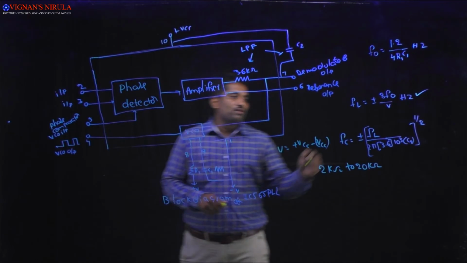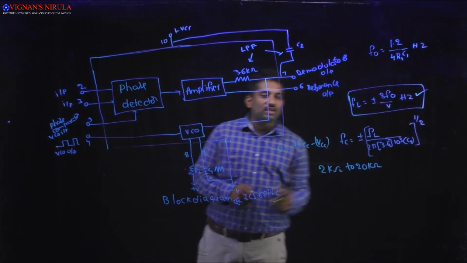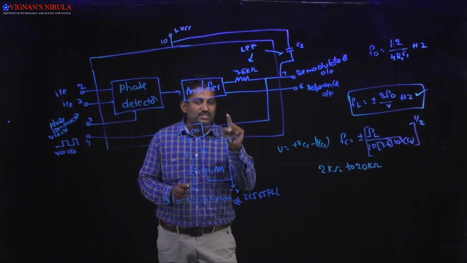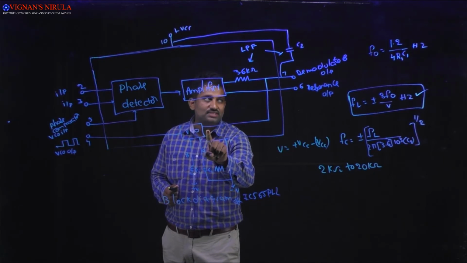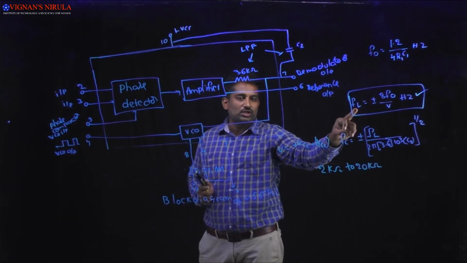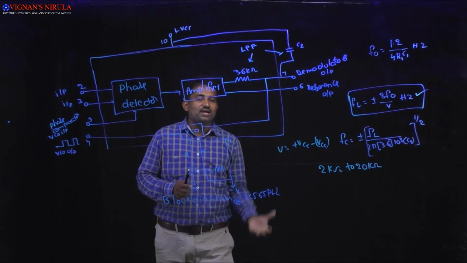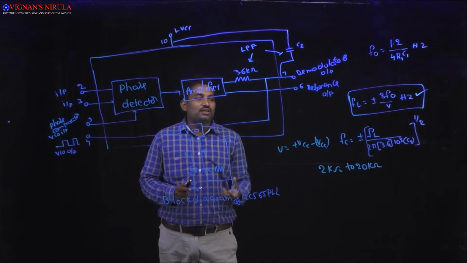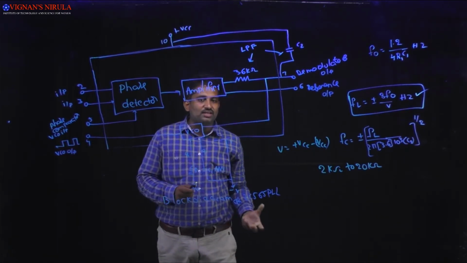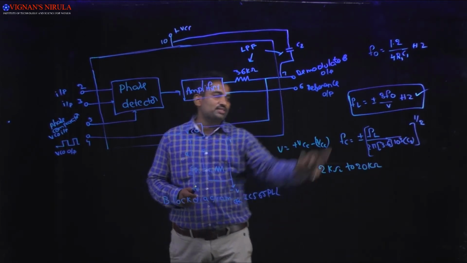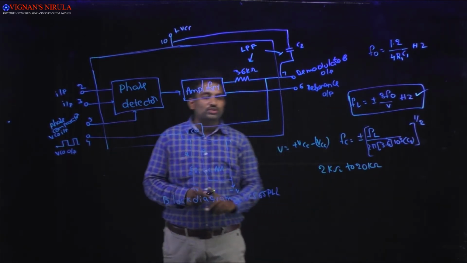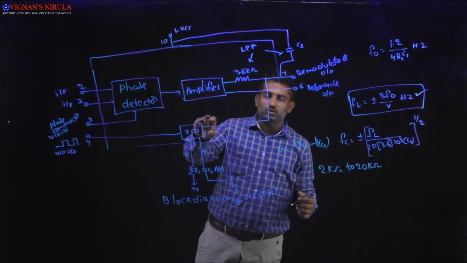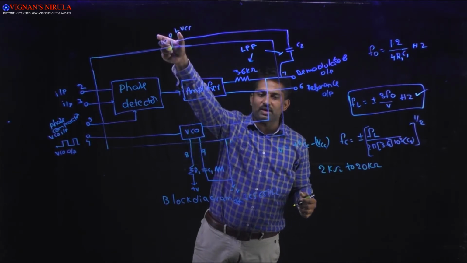And coming to the lock range, the lock range will increase with the increase of applied control voltage at the VCO. Why am I telling this? Because V is directly proportional to FL. So whenever the control voltage increases, then the lock range will increase, and whenever the supply voltages increase, then the lock range will decrease. Why? Because FL is inversely proportional to V. That's why the lock range depends upon the control voltage, and also it depends upon the supply voltages.